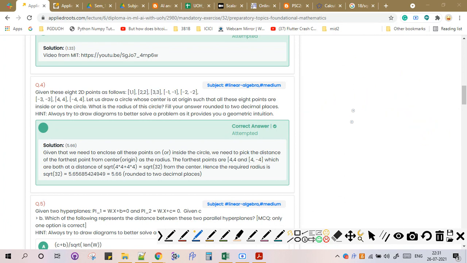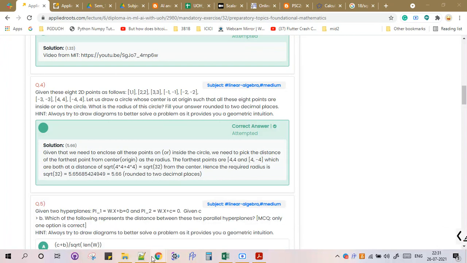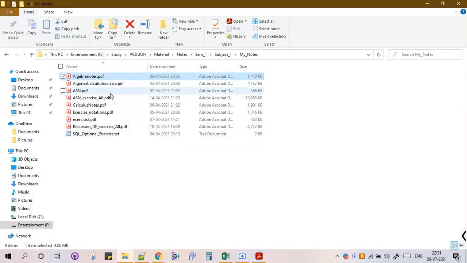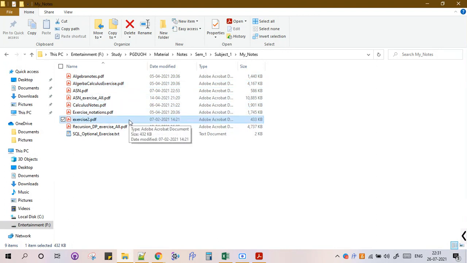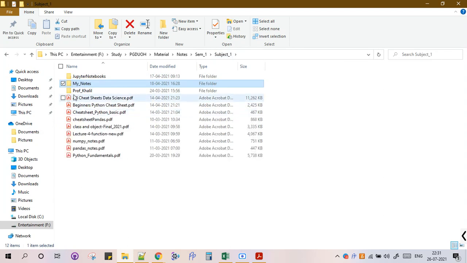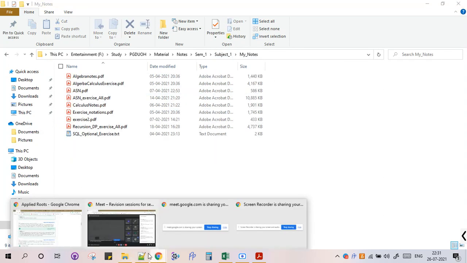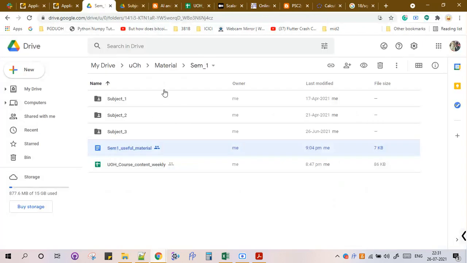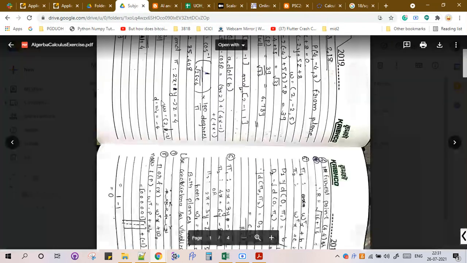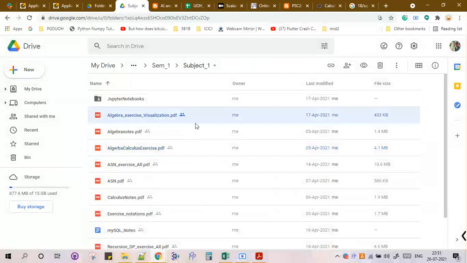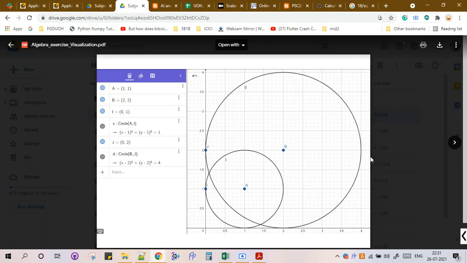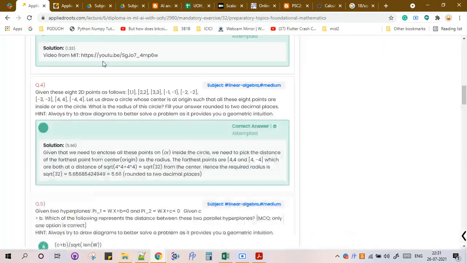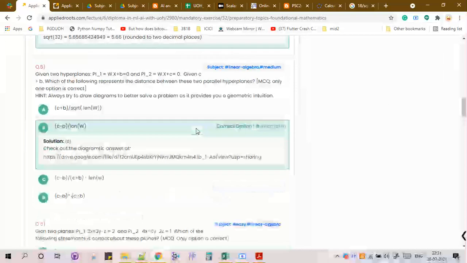Any doubt, guys? I guess we have a beautiful diagram also. Algebra notes, I don't know where it is. ASN exercise, no. Exercise 2. It was somewhere uploaded, I guess. If you put all the points, then again it would be clear. Algebra exercise visualization. Okay, let it be. Let's jump on to the next question.